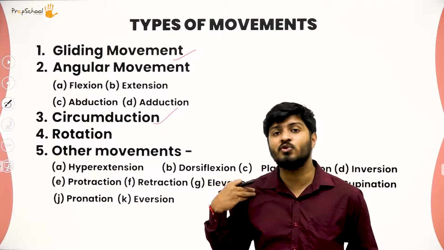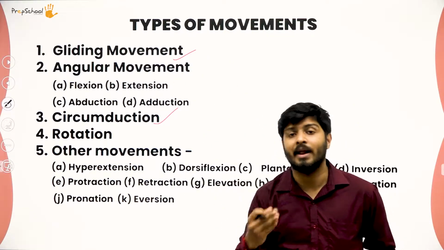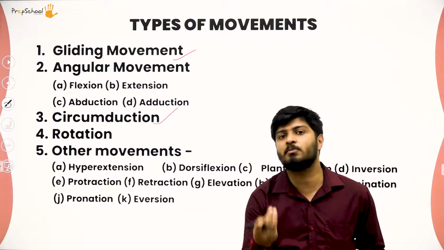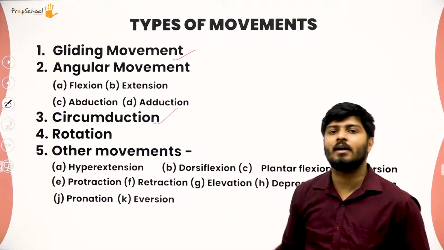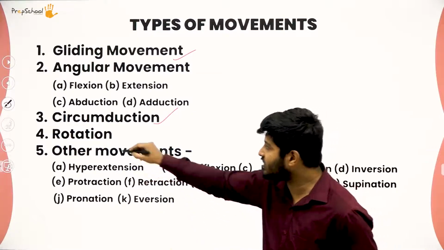You might have noticed that I have used the same shoulder and same bone to show you the example of both gliding and angular movement. That itself is the best example for circumduction, because the shoulder joint shows the property of both angular and gliding movement, thus making it a circumduction movement. Okay, then you have the rotational movement.